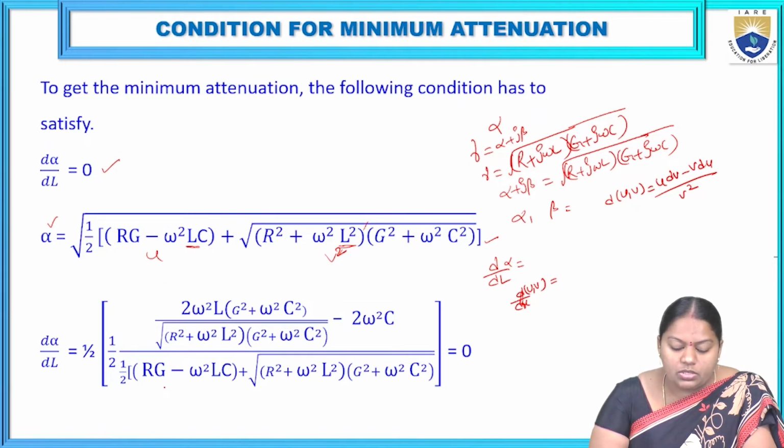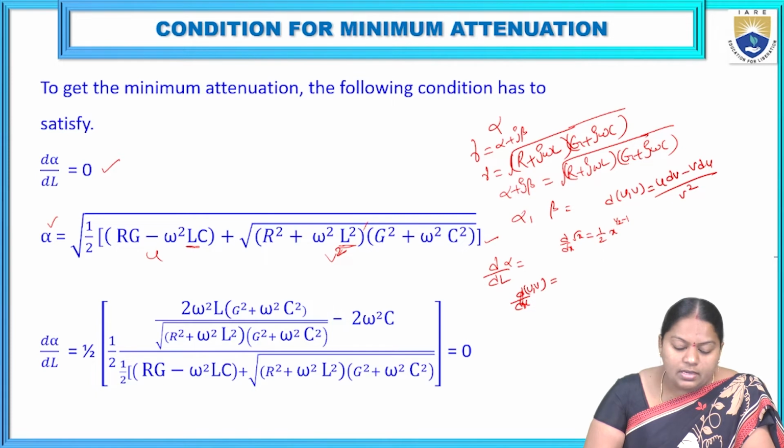So 1 by 2 into (rg minus omega square lc plus root over r square plus omega square l square into g square plus omega square c square). Now 1 by 2 into, so for root it will be 1 by 2. The derivative of root x, d by dx of root x, can be given as 1 by 2 into x power 1 by 2 minus 1, which means 1 by 2 root x.